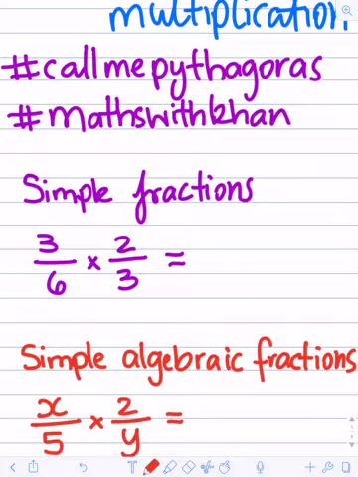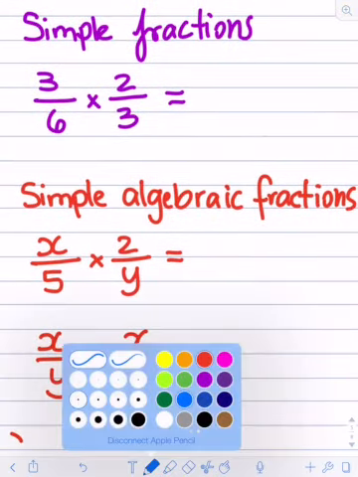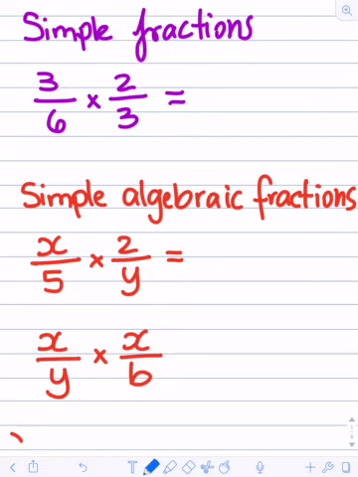Let's start off with simple fractions. When we multiply simple fractions, all we have to do is multiply the top two terms together and the bottom two terms together. So here we have 3 times 2, which is 6, over 6 times 3, which is 18.